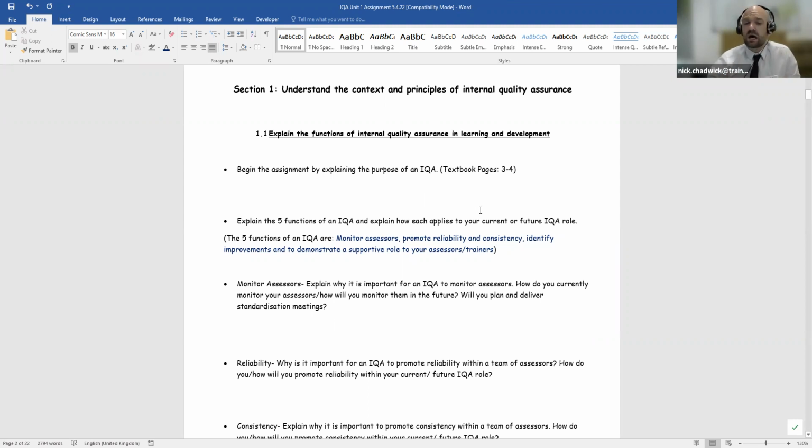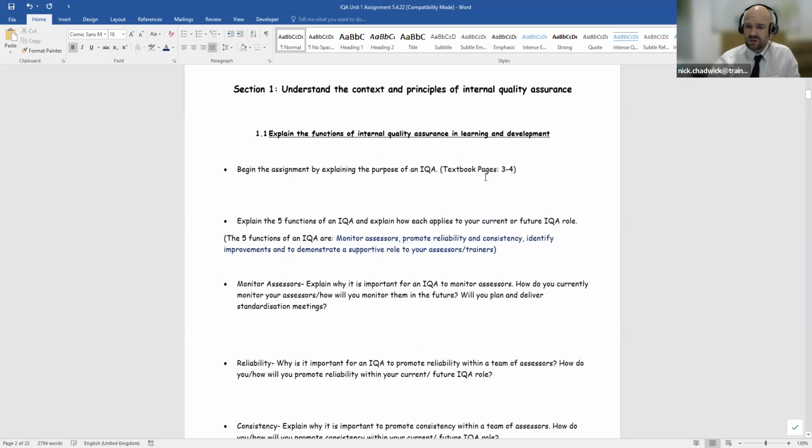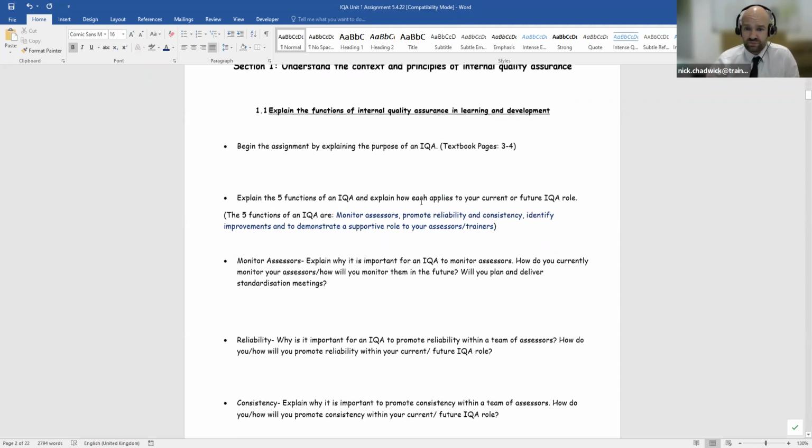But to start this assignment, we'd like for you to just describe the purpose of an IQA. So in your own words, 3 or 4 lines there. And once again, use textbook pages 3 to 4 to help you. Do feel free to keep in the bullet points, or you can write your answer and delete the bullet points. That is completely up to you, but you can keep the suggested bullet points in there if you wish.